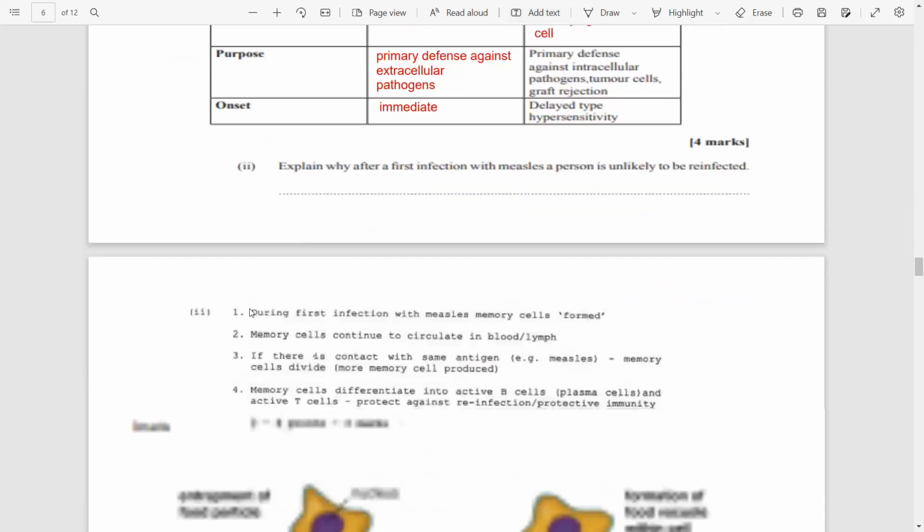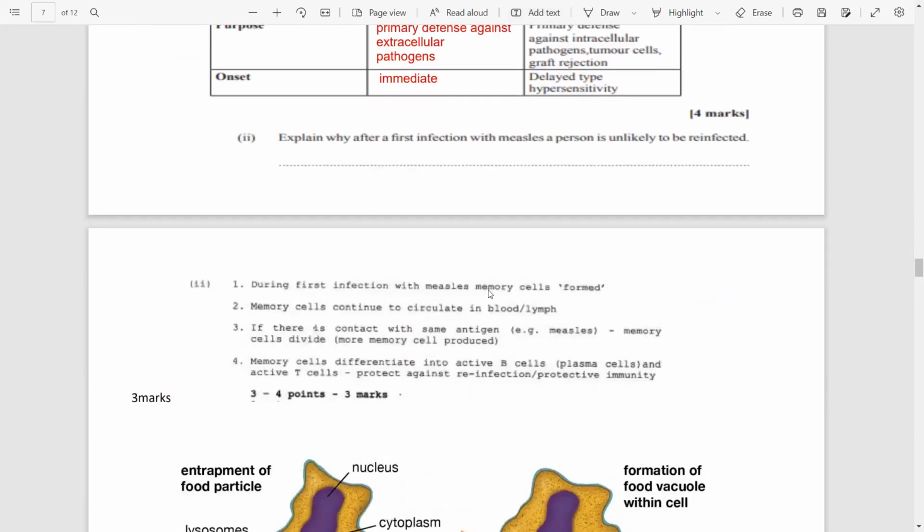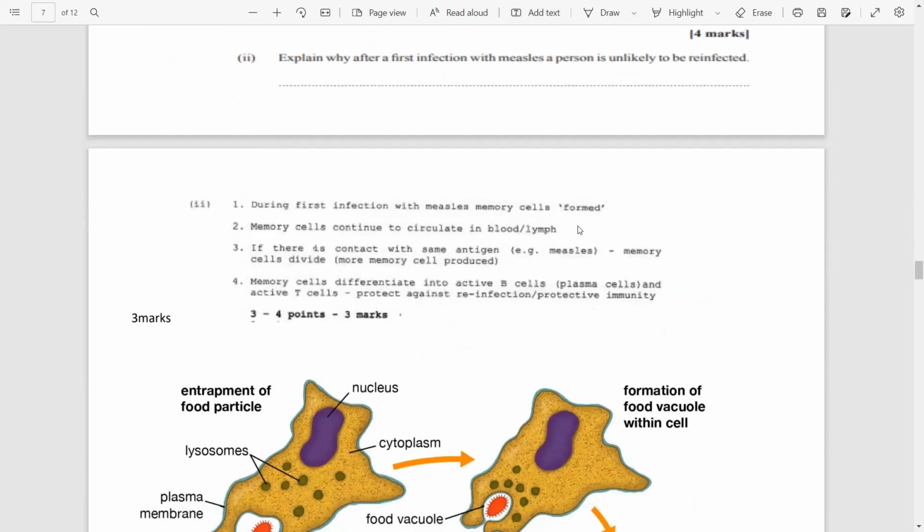with measles. That's because during the first infection with measles, memory cells were formed. These memory cells continue to circulate in the blood or lymph. So if there is contact with the same antigen, for example, measles antigen, the memory cells will divide and more memory cells will be produced. Memory cells differentiate into active cells, plasma cells, and active T cells to protect against reinfection, giving protective immunity.